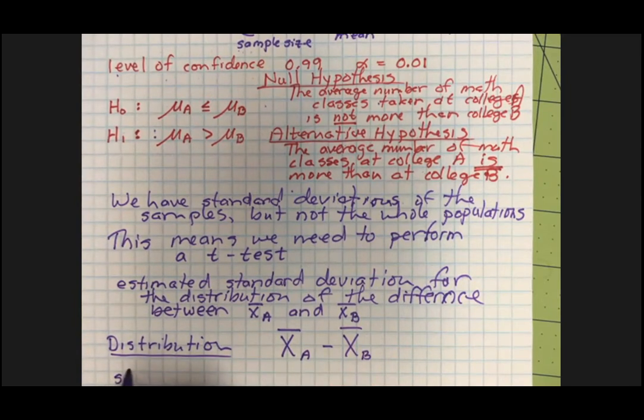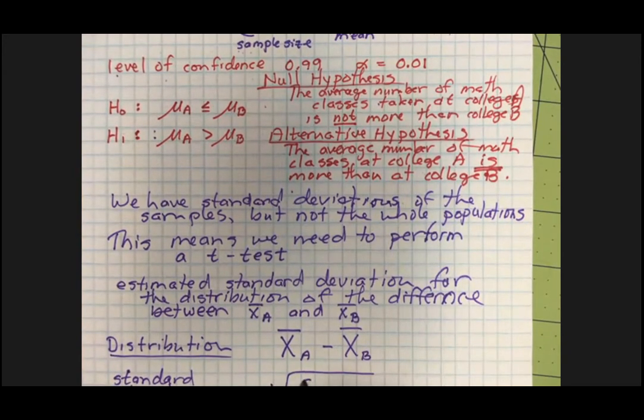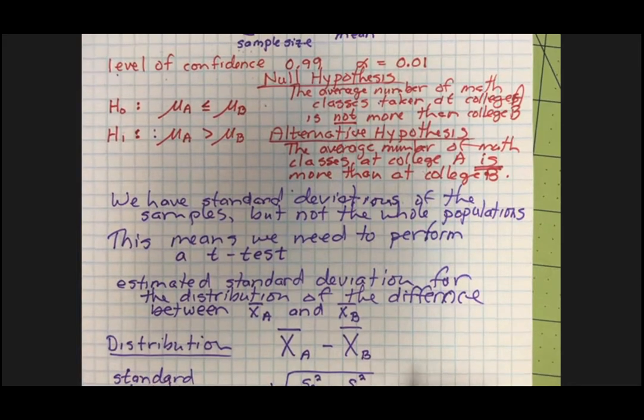And to create a standard deviation for that distribution, I'm going to have to average the two standard deviations from my sample in a funny way. And the book gives us a formula. We can add this to our formula sheet. It says, take the square of the standard deviation for college A divided by the size of the sample from college A plus the square of the standard deviation for college B divided by the sample size of college B. Remember, the square of standard deviation is called variance. We don't use that word a lot, but we'll use it more in the future. And this will be the sample standard deviation for this distribution of differences.